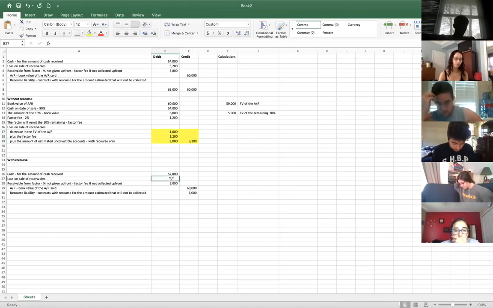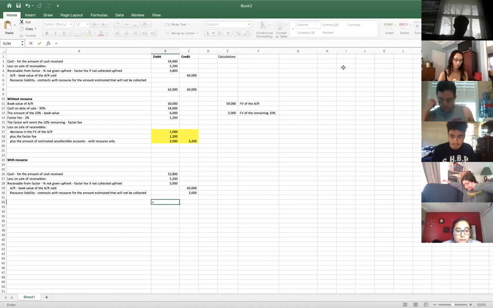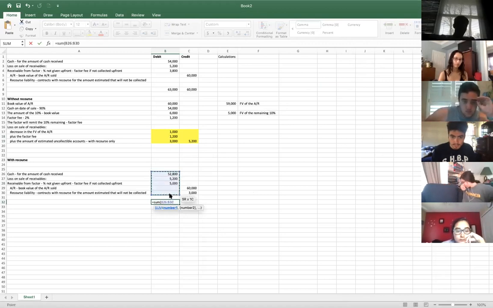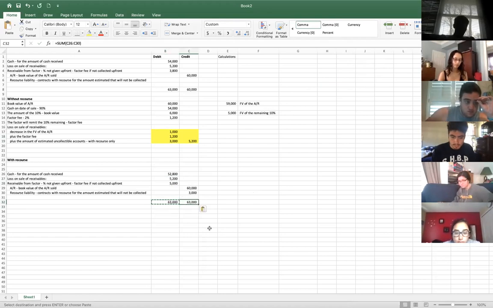Yeah, because these are the three things that you're actually accountable for. You have to pay this: the $1,000 loss in fair value, the $1,200 fee, and the $3,000 recourse liability. Right? Okay, and now my journal entry balances.